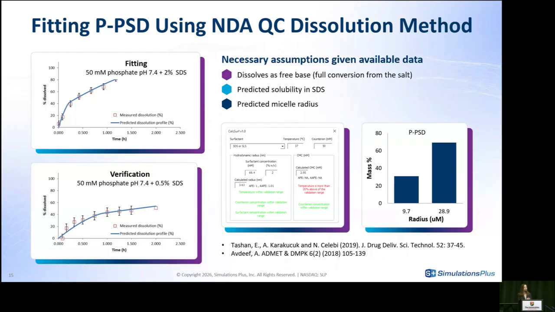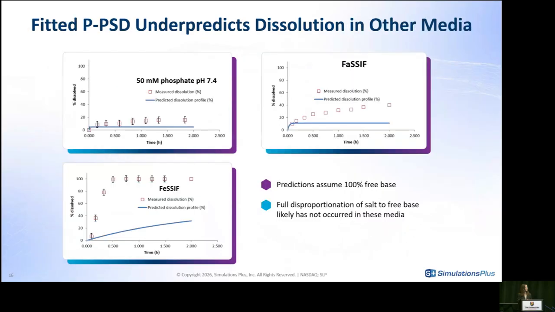The next step we did was we verified that PPSD using a second medium, and this is pH 7.4 with a lower amount of surfactant. Unfortunately, the fitted PPSD underpredicts dissolution in other media. So you can see in phosphate pH 7.4 without surfactant, FaSSIF and FeSSIF, we're not doing a good job of predicting the dissolution. So the reason for that, presumably, is that the salt did not convert completely to the free base. And instead, we need to take into account the salt solubility. You can see the actual data shows dissolution to a higher value.